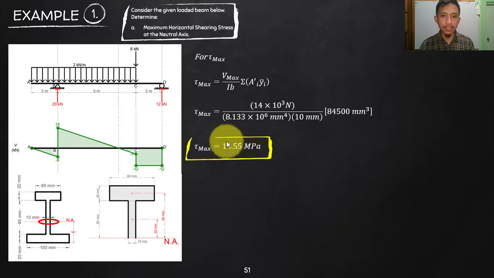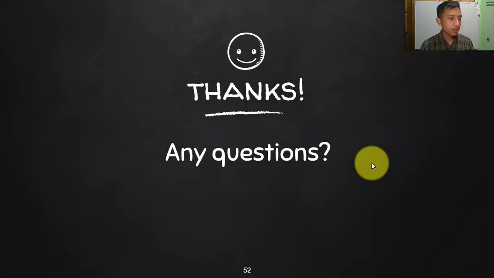So that is your maximum horizontal shearing stress, which is found on your neutral axis at point B of our entire beam. Okay, so that's it. That is for horizontal shearing stress.